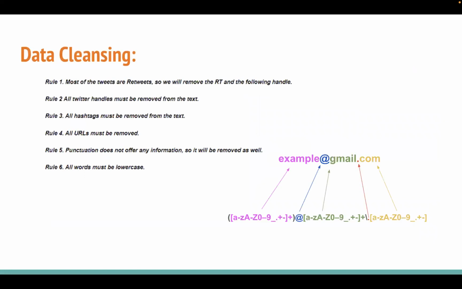Before running the sentiment analysis, we first cleaned our dataset for the proper implementation of the machine learning sentiment algorithms based on the following rules. Rule number 1, most of the retweets start with RT, so for this reason, we remove the RT and the following handle. Rule 2, all Twitter handles must be removed from the text as they do not carry sentiment. Rule 3, all hashtags must be removed from the text as they also don't carry sentiment. Rule number 4, all URLs must also be removed. Rule number 5, punctuation does not offer any information, so it will be removed as well. And rule number 6, all words must be lowercase.